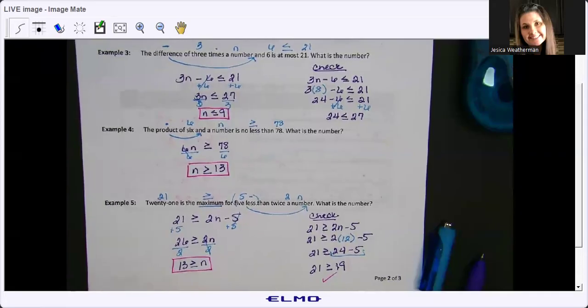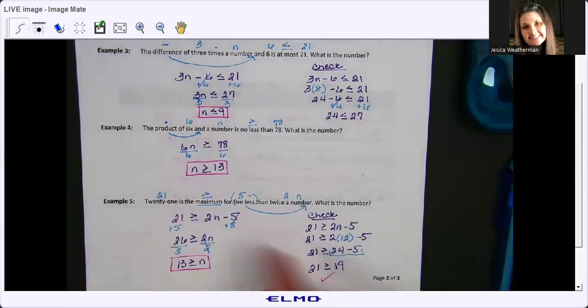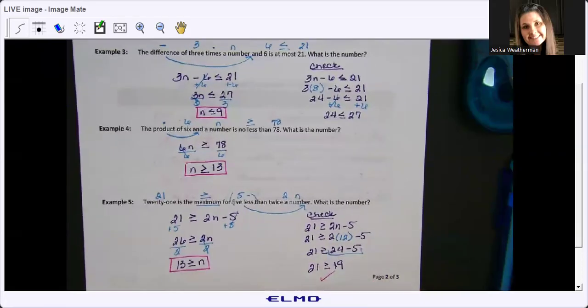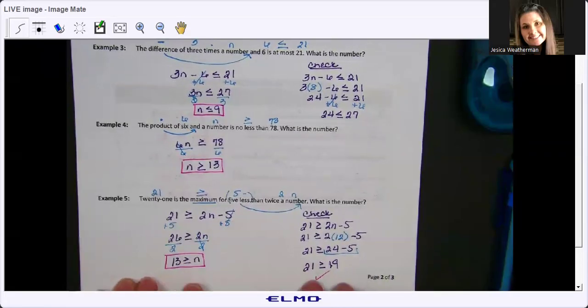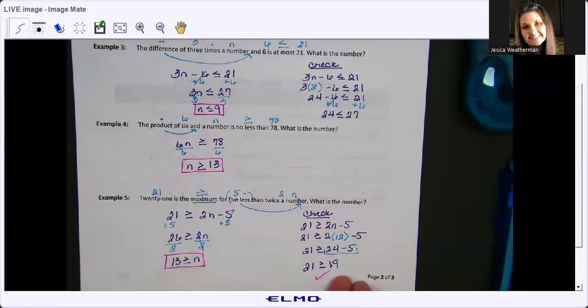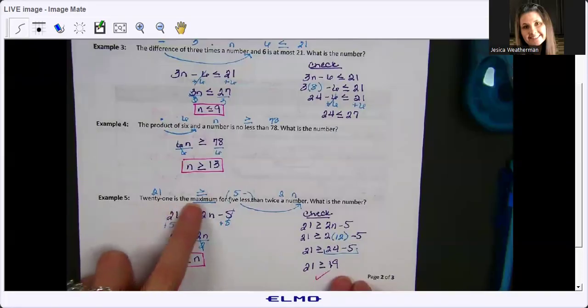Okay, so here are the answers to examples 3, 4, and 5. On 5, because it was confusing, I went back in to check it. I knew my answer was right from the equation I got, but how do you check to make sure the equation is correct? Well, it's saying I chose a number less than 13. I chose 12, plugged it in, and got 21 is greater than or equal to 19, and that's correct. And this is saying 21 is the maximum.